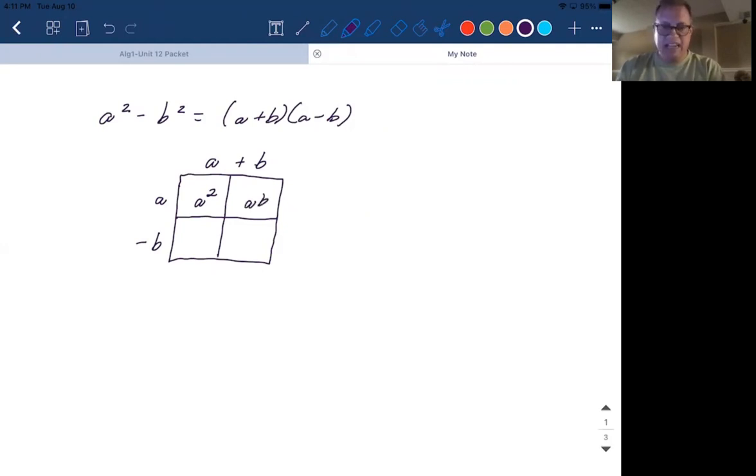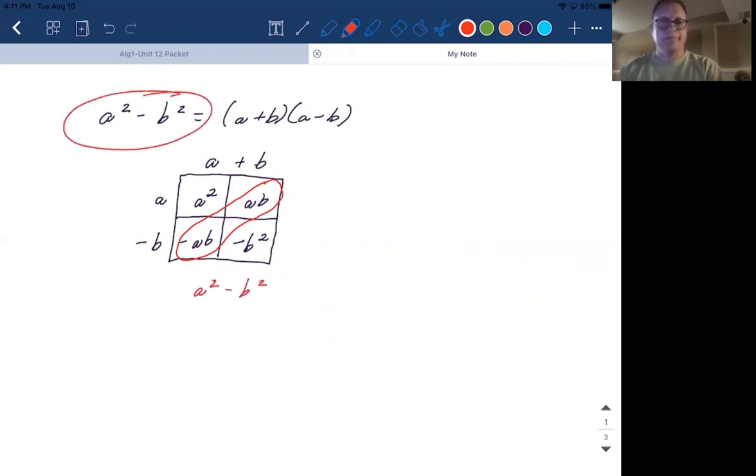A times a negative b is negative ab, and b times a negative b is negative b squared. Now look what happens. Those added together become 0. So the only thing we're left with is a squared minus b squared, which is exactly what we want. Okay.